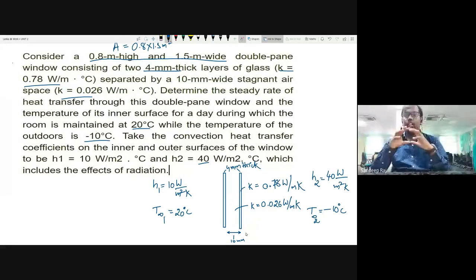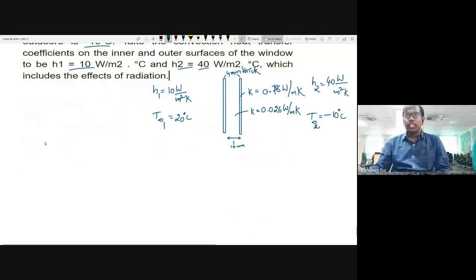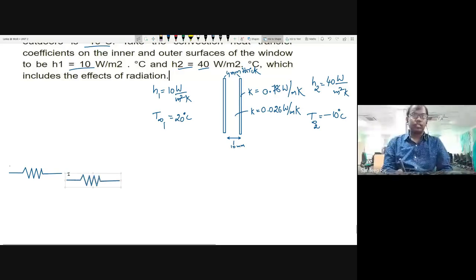So now that I have written everything that is given in the question, 10 mm is written, 4 mm is written, H1, H2, everything is taken. Now, let me draw the resistance circuit. If I draw the resistance circuit here, it goes like this. There are 5 resistances here. Let me put all those 5 resistances here.